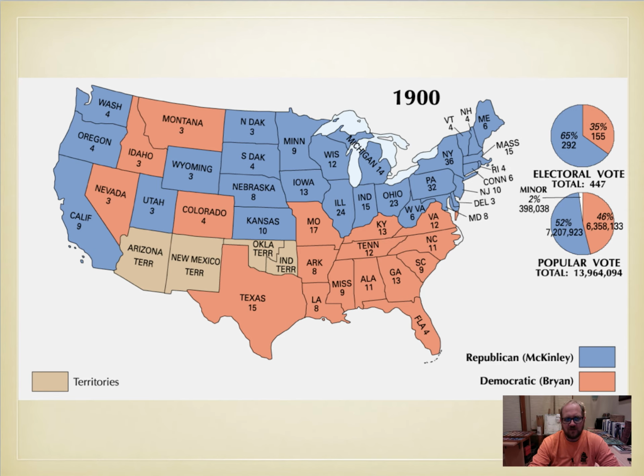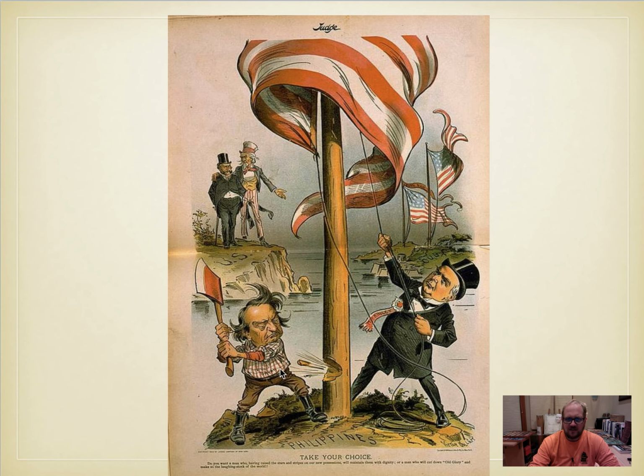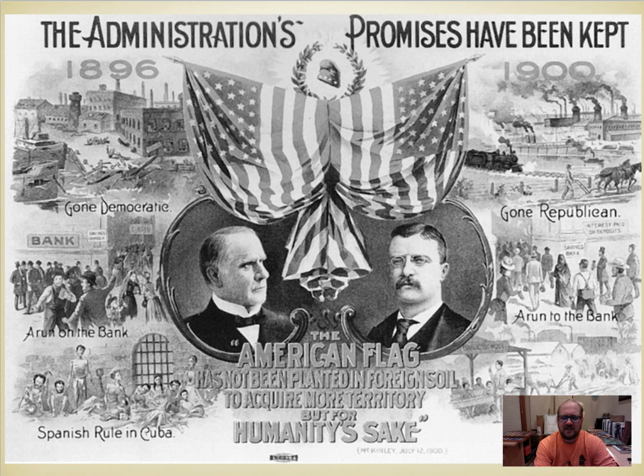And the biggest part about this, you see Bryan saying, chop down the American flag, where we see McKinley trying to put it up. So obviously we're seeing an anti-imperialist in Bryan and a pro-imperialist with the Republicans with McKinley. And we see here again McKinley with Roosevelt as his running mate. And here's all the things we see.